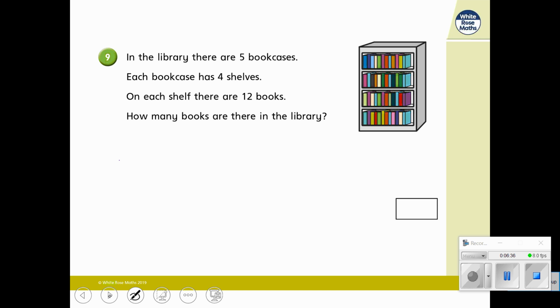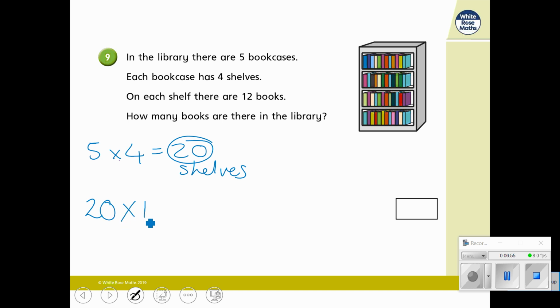The first one is to work out how many shelves. So I've got 5 bookcases with 4 shelves. So I've got 5 times 4 equals 20 shelves. Okay, I know that each one of those shelves contains 12 books, so I need to do 20 times 12. Well, I know that 20 is 2 tens, so I've got 2 tens times 12, which is 24 tens, and we know that 24 tens is equivalent to 240.